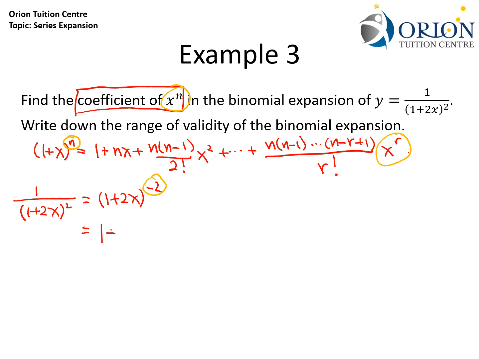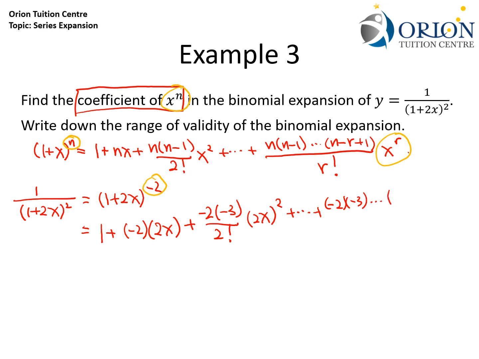We have 1 plus n, in this case it becomes negative 2 times 2x, plus n, which is minus 2, times n minus 1, which is minus 3, over 2 factorial times 2x squared, and so on. And finally, we have the x power n term, which is going to be minus 2 times minus 3 all the way until minus 2 minus n plus 1 divided by n factorial times 2x power n.